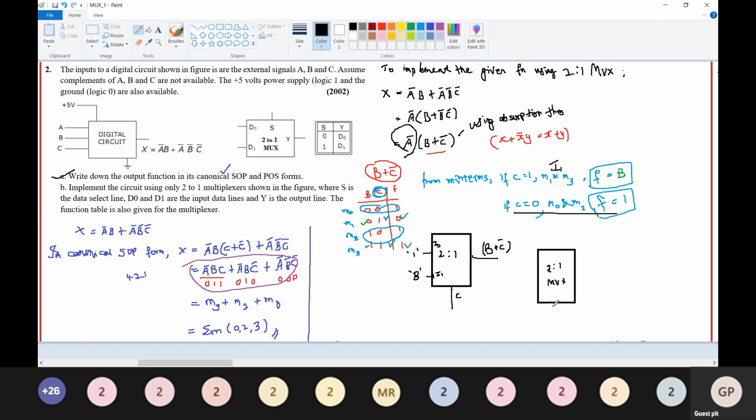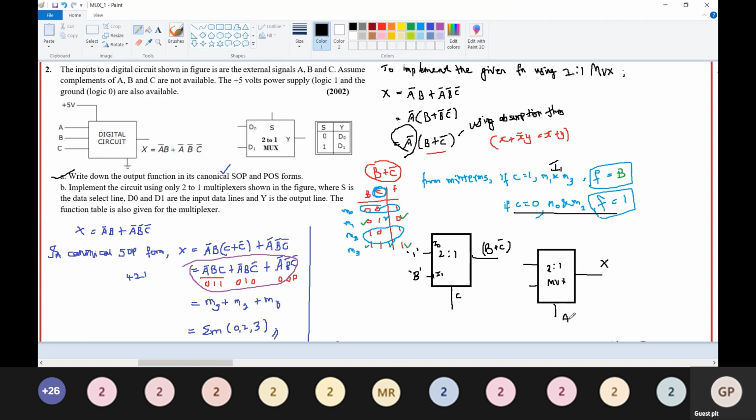It's one selection line, two inputs, and one output. So this is your final expression X. Okay. So now we're going to select it. Now here your selection line is going to be A.